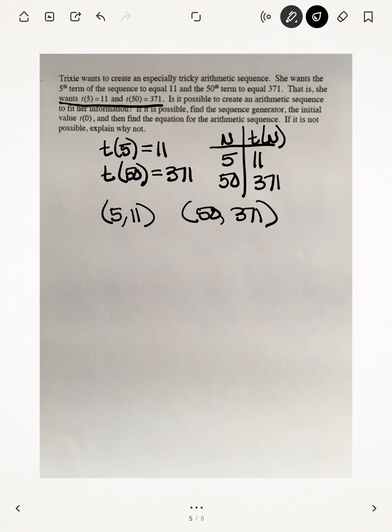If we have 2 points, we can find the slope by using our slope formula, which is y minus y over x minus x. So if I take 11 minus 371 and I put 5 minus 50 on the bottom, I have y minus y over x minus x. When I simplify that, I get negative 360 over negative 45. And when I do that on my calculator, my negatives cancel and I get a positive 8. So my slope is 8.